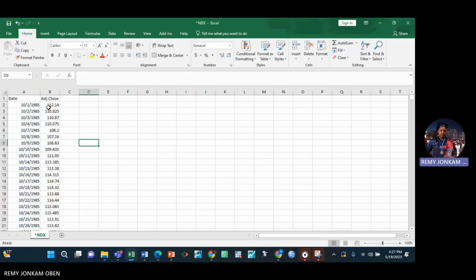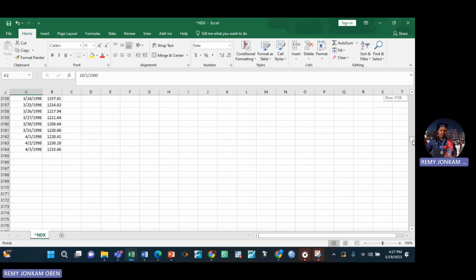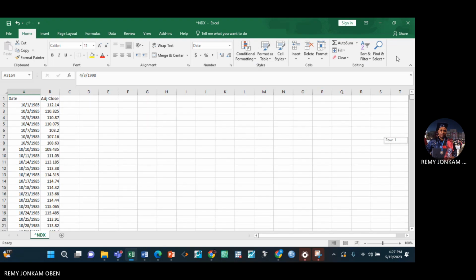So you see it is daily data which I have downloaded from 1985 right down to, let me see, I think I downloaded like 3,000 something observations. From 1985 right down to, I think 1998 or something, yeah. So totally 3,000 something observations. So we have the prices here, the market indices. This is the adjusted closing price. Adjusted close price.